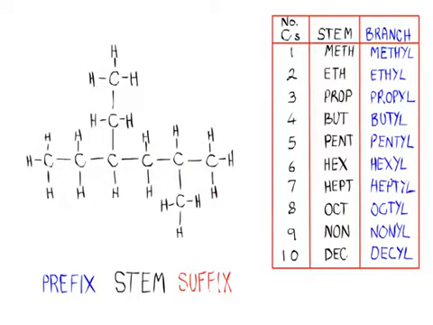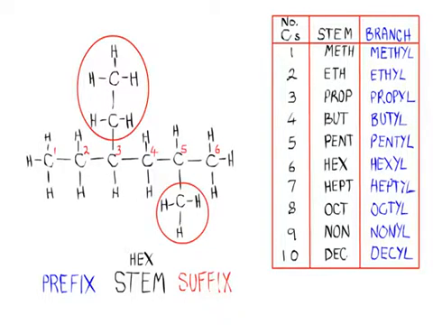Now let's try with this compound. First we find the longest chain. The longest chain is 6, and so the stem part of the name is hex. Now let's look at the branches. We have a 1 carbon branch and a 2 carbon branch. These have the names methyl and ethyl. Now let's number the chain to get the smallest numbers.